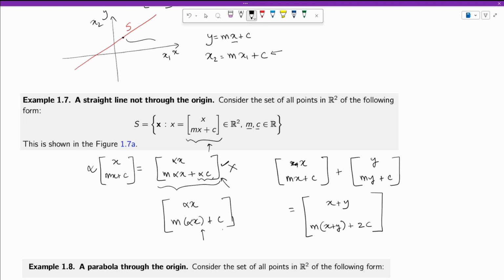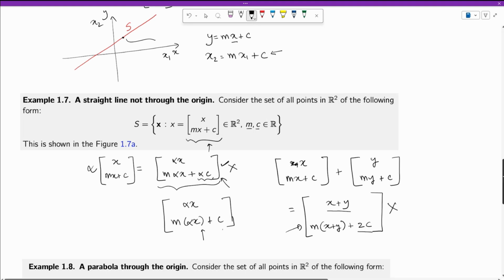Why not? Yes, you're right. If this were to be part of the original set S, if the first element is x plus y, the second element should be m into x plus y plus c. But what you have is plus 2c. That means this is not there. This means it is not closed under vector addition also.